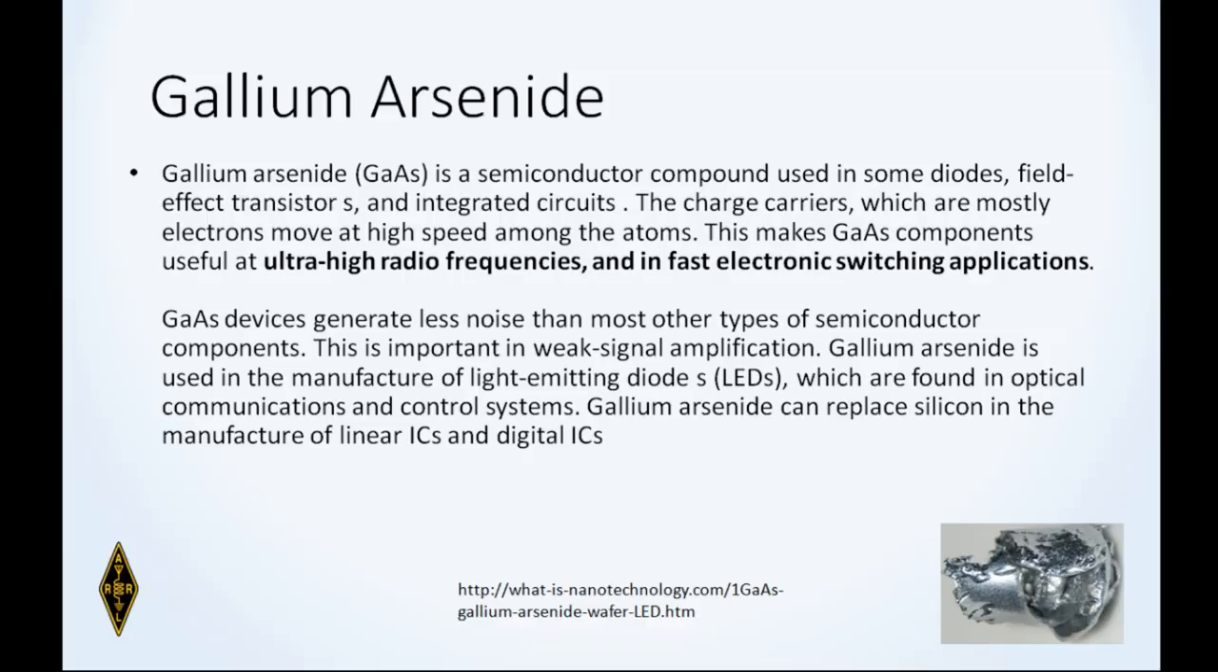So here's an interesting material, gallium arsenide. We talked about it a little bit. And there's more here that you can read when you get the PDF that we'll send in the email. They have less noise than most other types of semiconductor material. They have great gain. They're used in the manufacturing of light-emitting diodes, in radio frequency amplifiers. Gallium arsenide, great stuff. The military uses it. It's a semiconductor material with great properties.